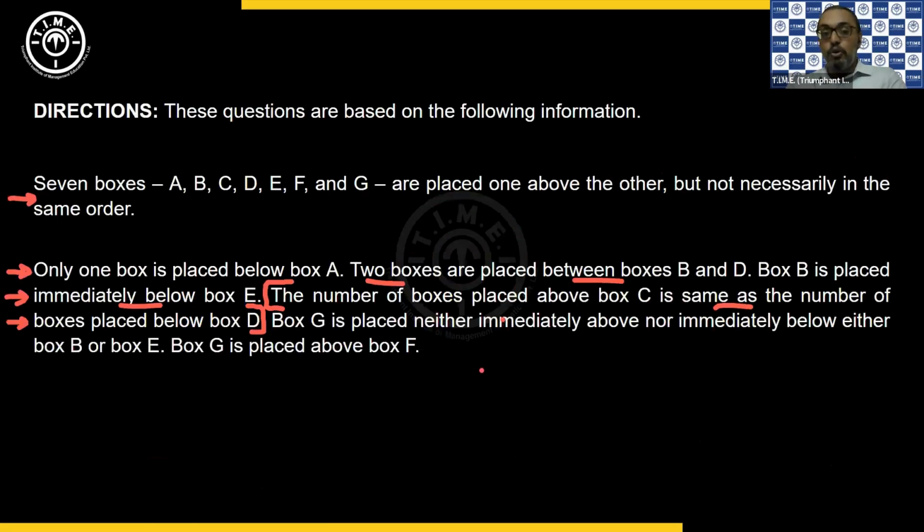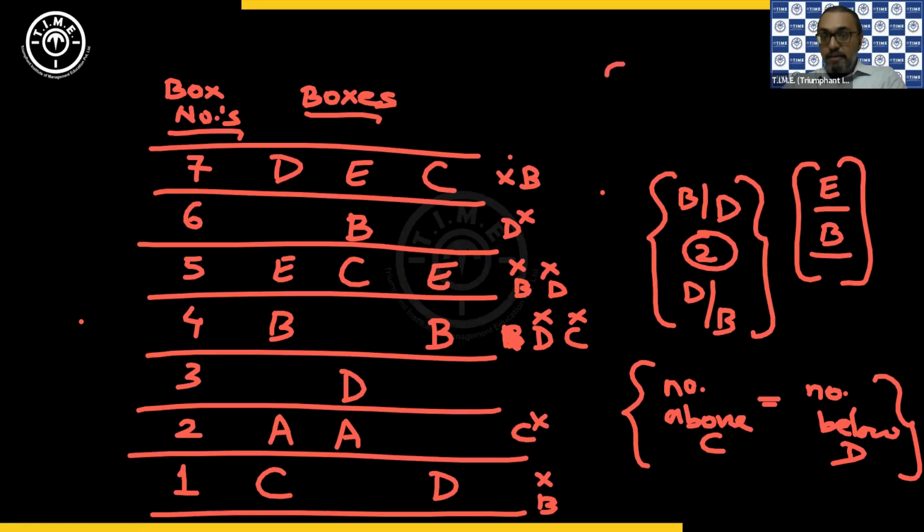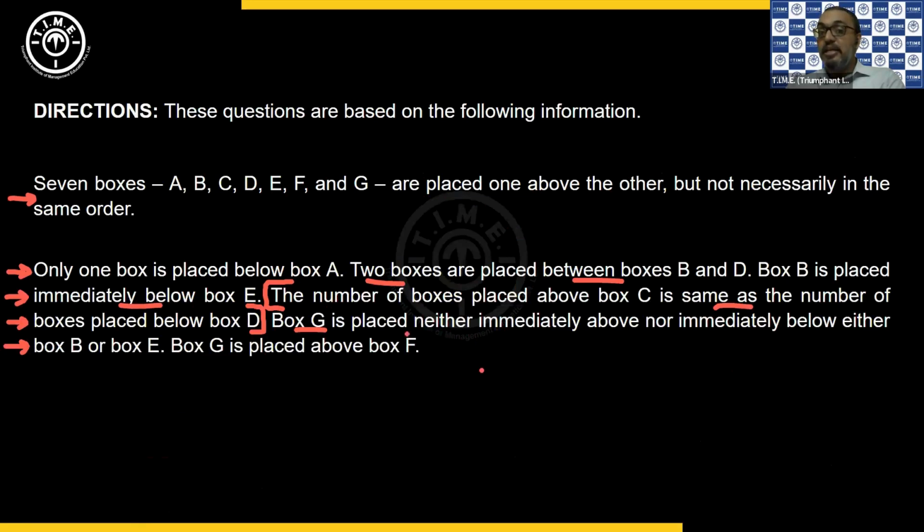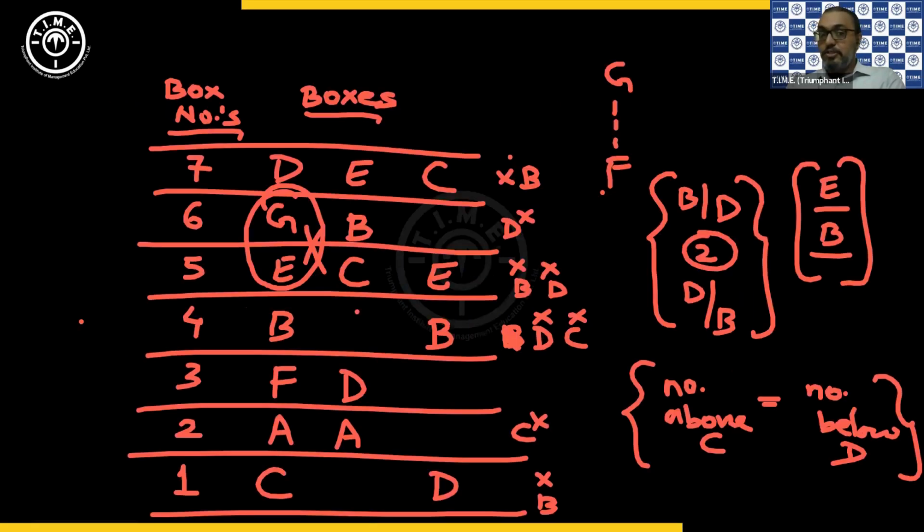Okay, further down, what do we have? Box G is placed neither immediately above nor immediately below either B or E. G is placed above F. Now, those are the only 2 remaining boxes. So G above F. Now here, unfortunately, the condition is not satisfied, because G is neither immediately above nor immediately below either B or E. That was the condition. So here also G above F.